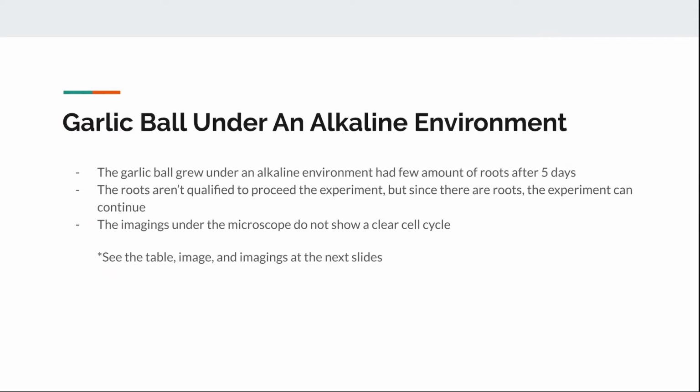And for the garlic that grew under an alkaline condition, the result is not really successful, but there is still some growth of root after 5 days. So since there is a root, I will continue the experiment with the limited root.